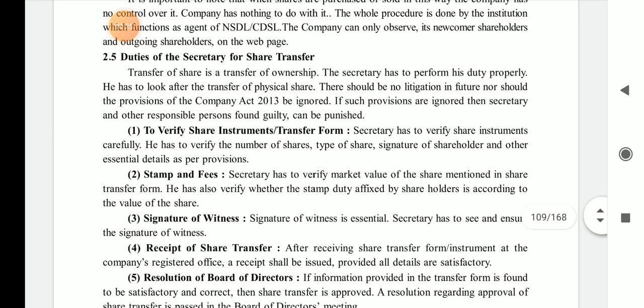He has to look after the transfer of physical share. See, it is the responsibility of the company secretary that he or she has to completely look after the whole procedure of the physical transfer of share. There should be no litigation in future, nor should the provisions of the Companies Act 2013 be ignored. See, no litigation. Litigation means any kind of court matter.